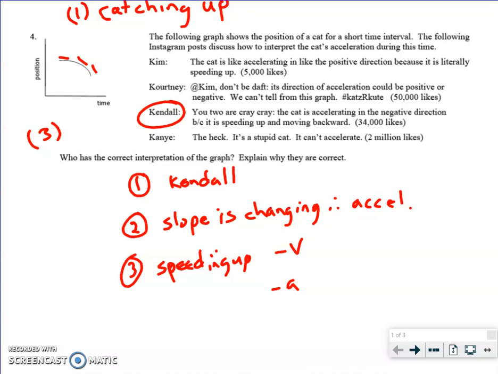So again, how you tell the direction of acceleration is by looking at the direction of velocity and then saying, are you going faster or slower? If you're going faster, they're in the same direction. If you're going slower, they're in opposite directions.